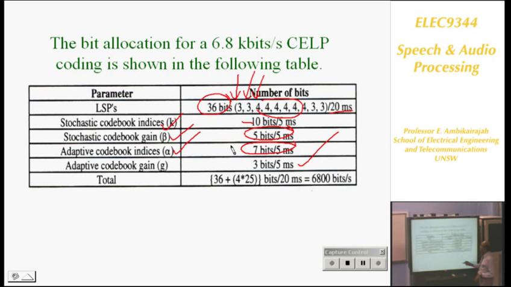So if you add them all, you work out, you get 6.8 kilobits per second. That's the basic calc when they did it the very first time. Then when they added on conjugate structure, algebraic structure for excitation, they brought it down further to 4 kilobits per second.